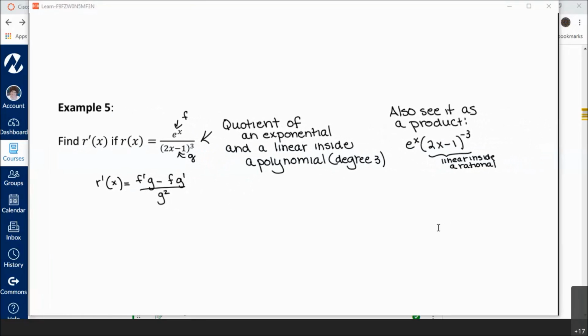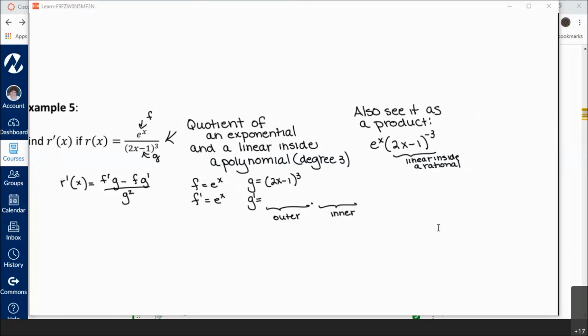Okay? So then what you need to do is you need to find F prime, G, and G prime, which again requires you to handle the composition. Okay, so outer and inner.